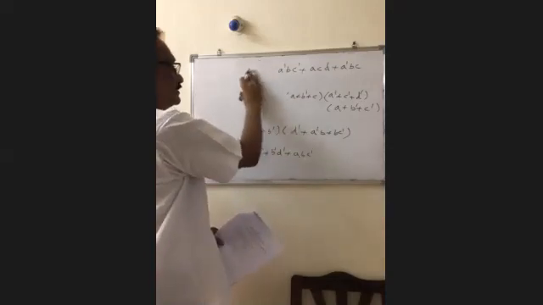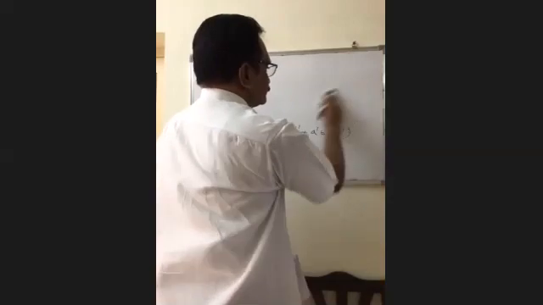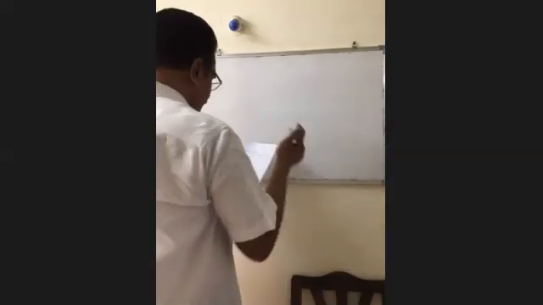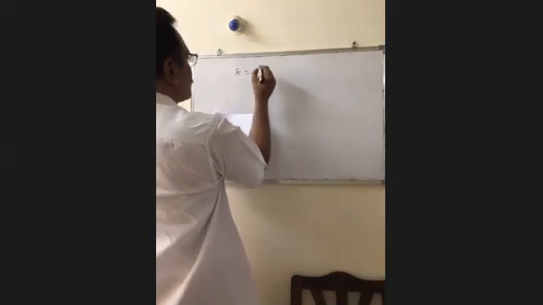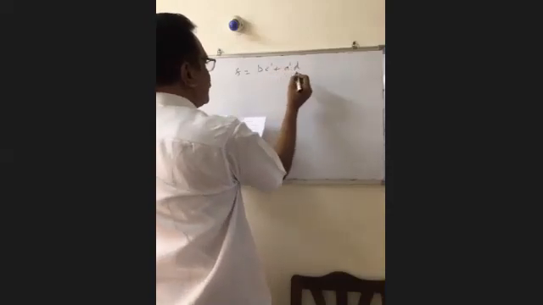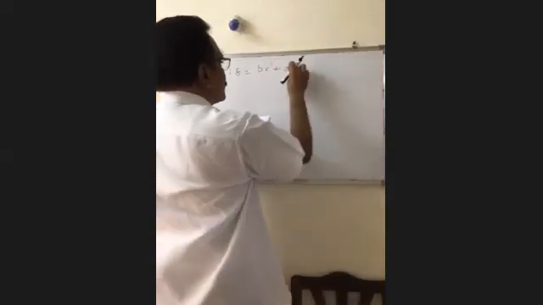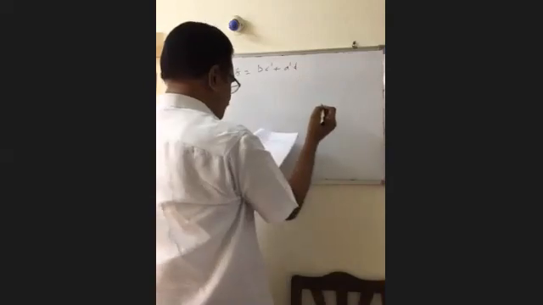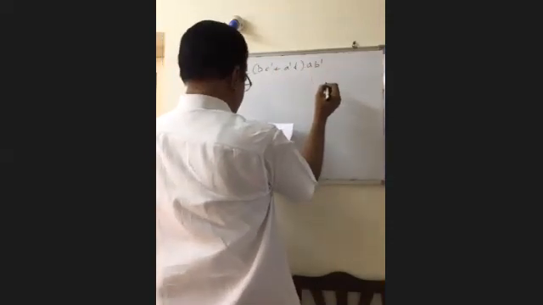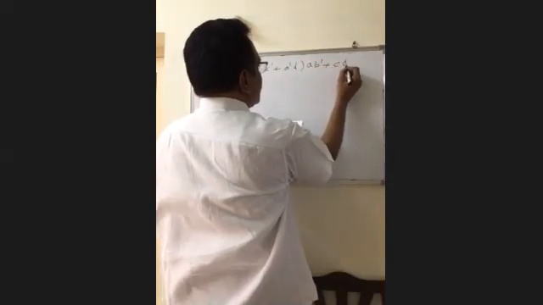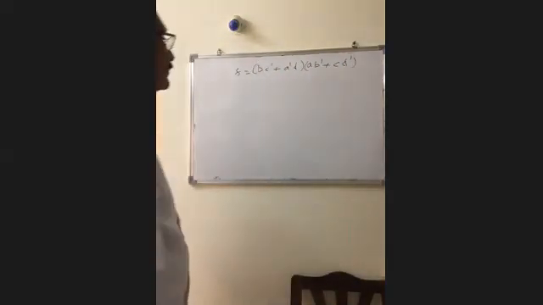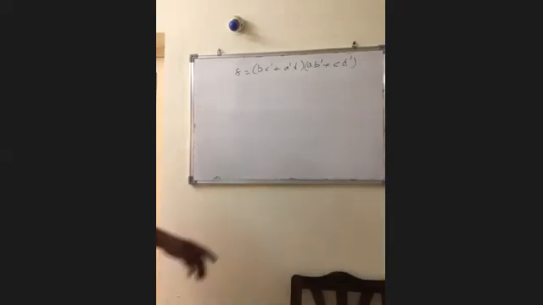And the second one is F is equal to (B C dash plus A dash D) whole multiplied by (A B dash plus C D dash). That is a given expression.